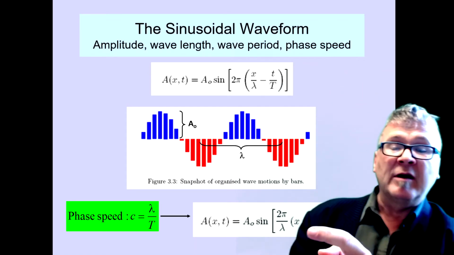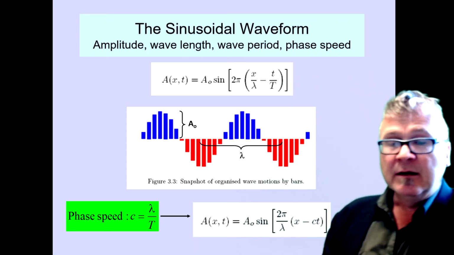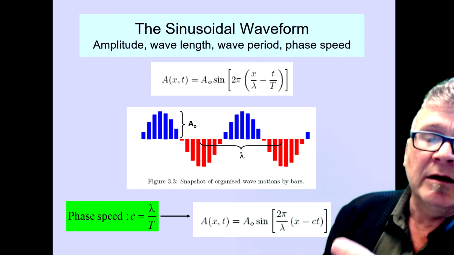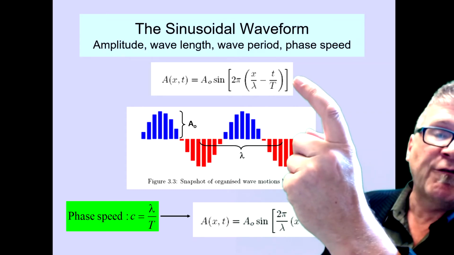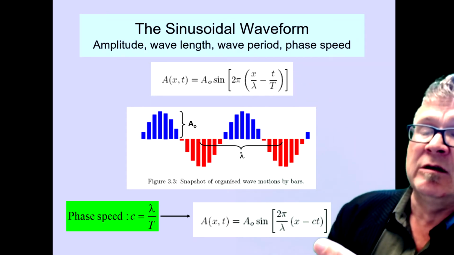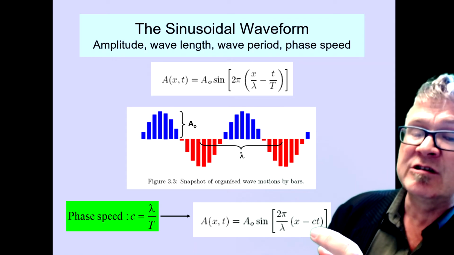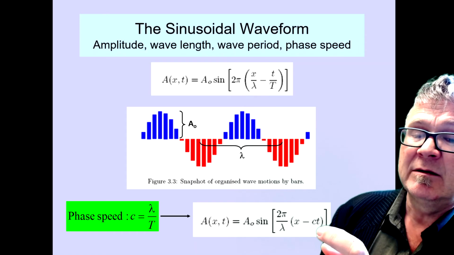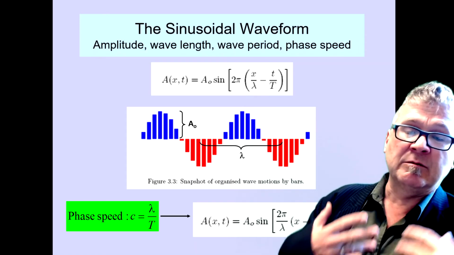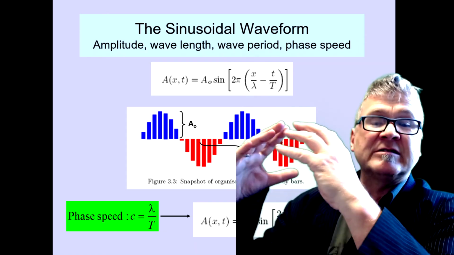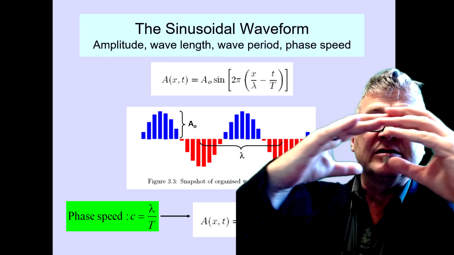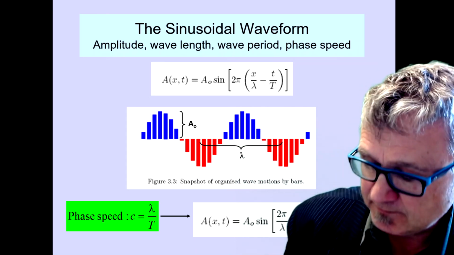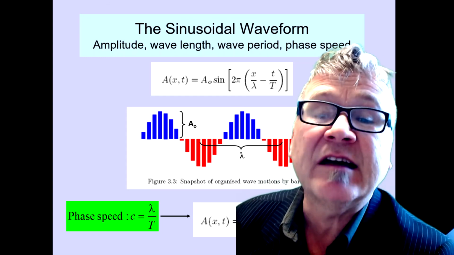And you can reformulate the wave, or rewrite this formula up here, and we actually can make use of this relationship c, the phase speed in here. And then what you learn is that what the c does, it just translates the signal horizontally. So this is what we call the sinusoidal waveform.